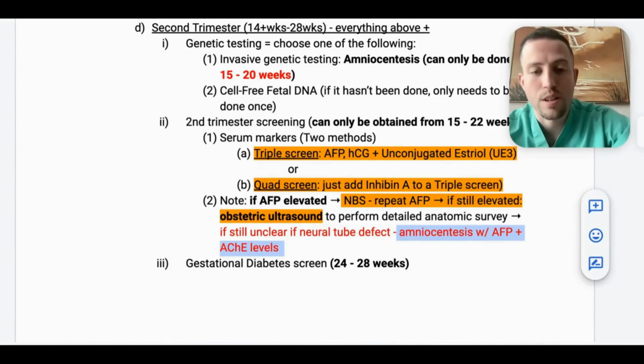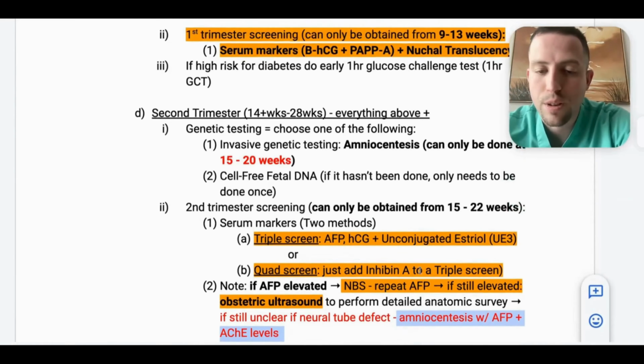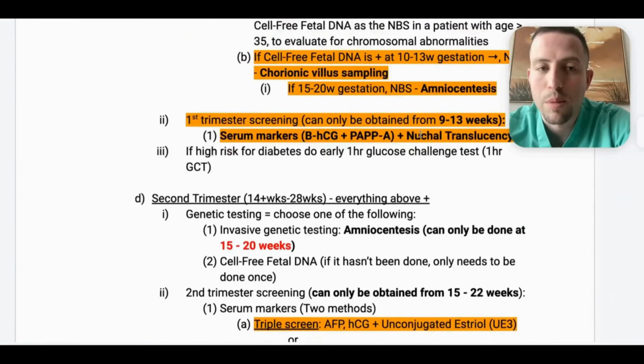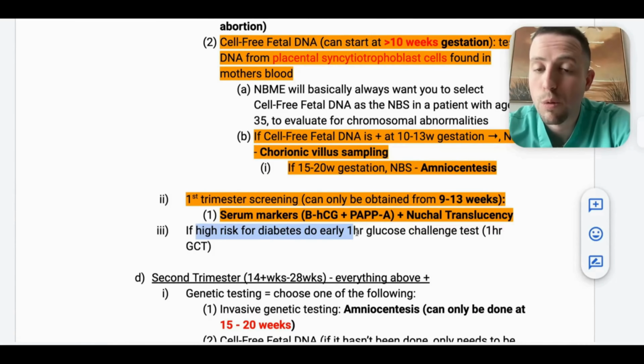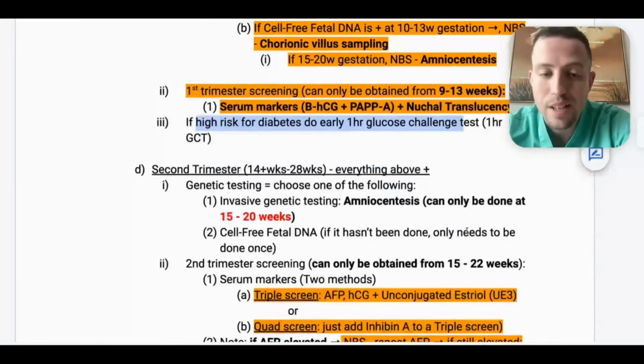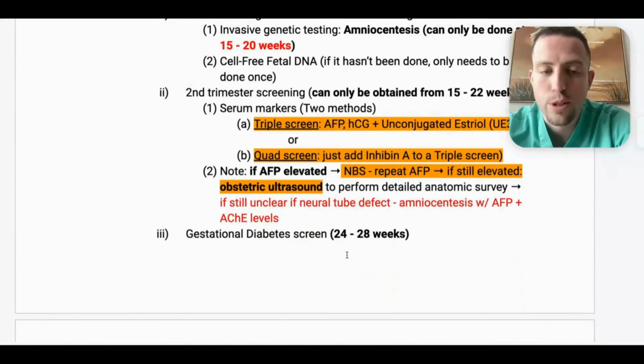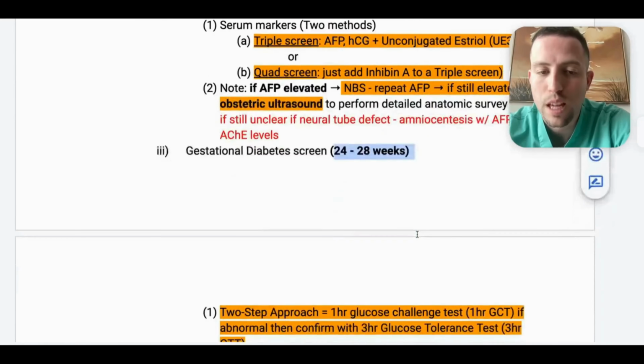In the second trimester, you also can do your gestational diabetes screen from 24 to 28 weeks. Remember, in your first trimester, if the patient's very high-risk diabetic, you can do an early 1-hour glucose challenge test. But classically on the USMLE, you're going to check for gestational diabetes from 24 to 28 weeks.